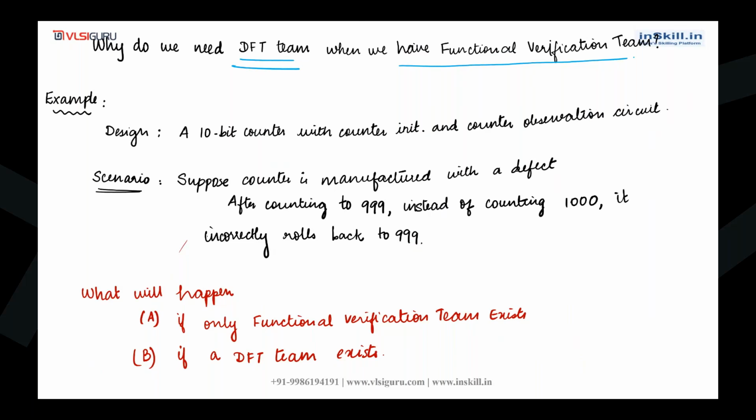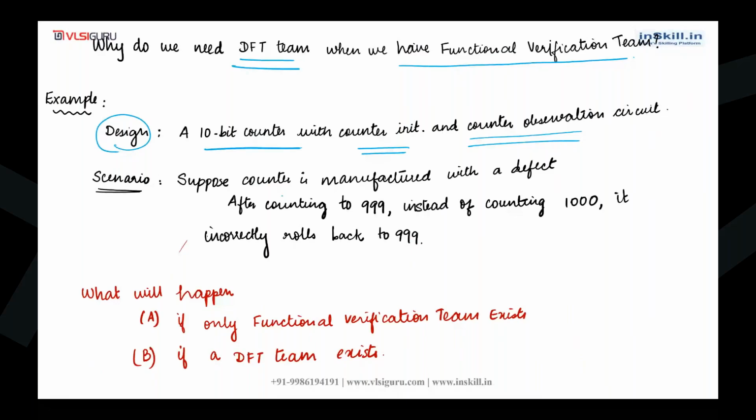Let's take this example. You're having a design. In your design, you're having a 10-bit counter with a counter initialization and a counter observation circuit.